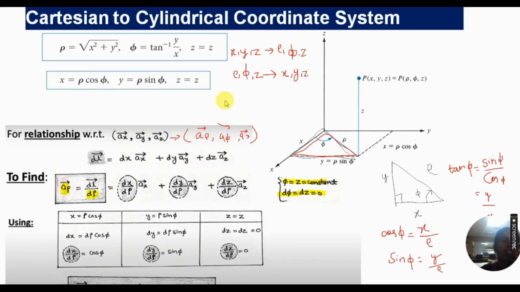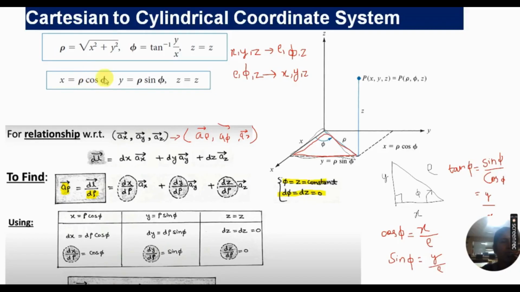So to find the first unit vector, that is a rho cap, we are taking this differential length element in Cartesian and differentiating with respect to rho, whatever unit vector we are considering. So we know the value of x, y and z from the above expression. So we just have to differentiate this x with respect to rho. What will be my answer?